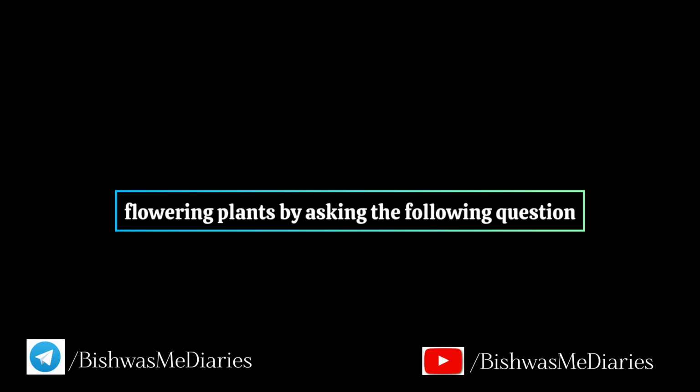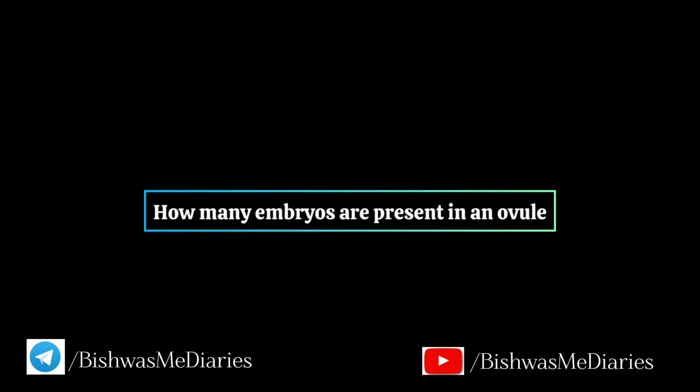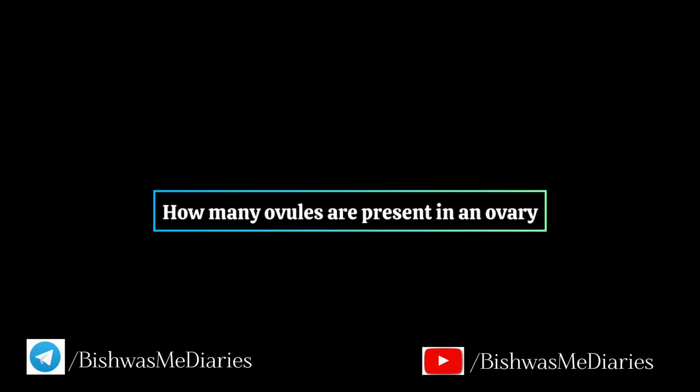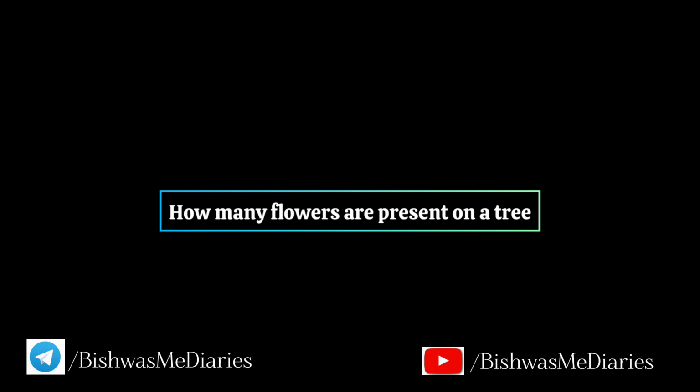After completing a brief account of sexual reproduction of flowering plants, it would be worth attempting to comprehend the enormous reproductive capacity of some flowering plants by asking the following questions. How many eggs are present in an embryo sac? How many embryo sacs are present in an ovule? How many ovules are present in an ovary? How many ovaries are present in a typical flower? How many flowers are present on a tree?